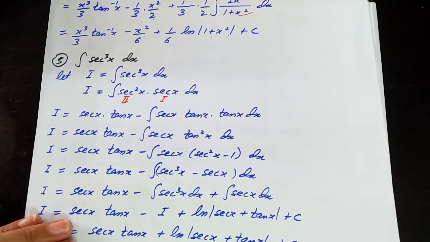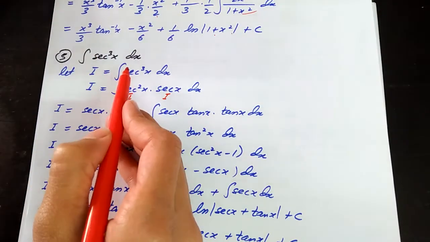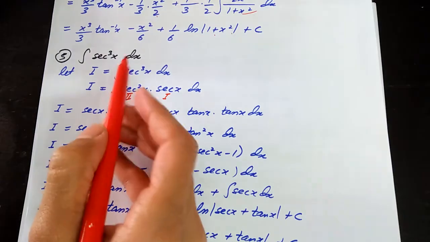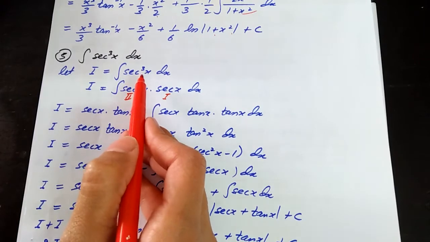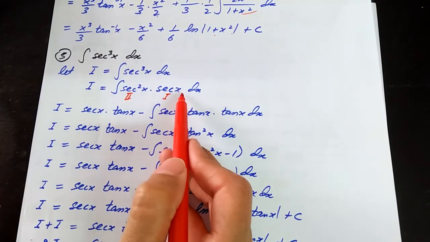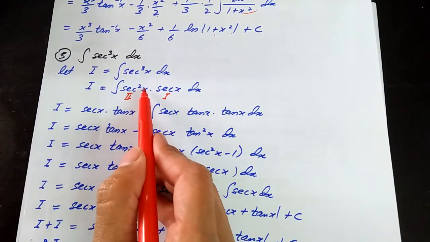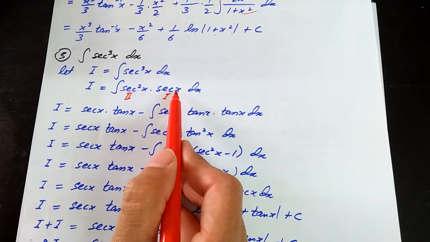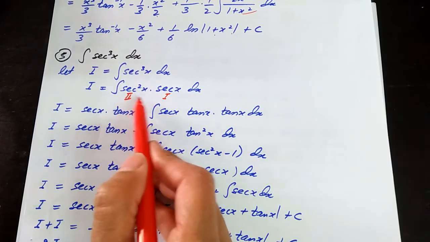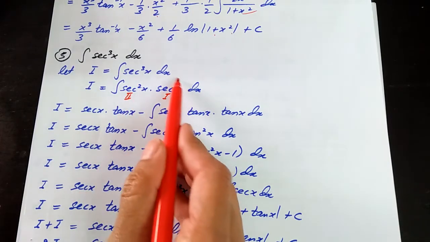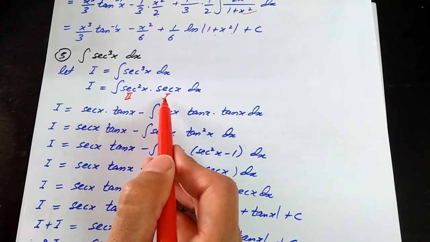Question number 5. Integration of secant cube of x dx. Secant cube of x has no direct integration formula, this is one function. We will just split it into two functions as secant square of x into secant of x. Now you see secant square of x has an integration formula, and secant of x also has an integration formula.